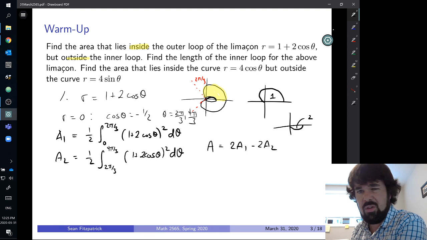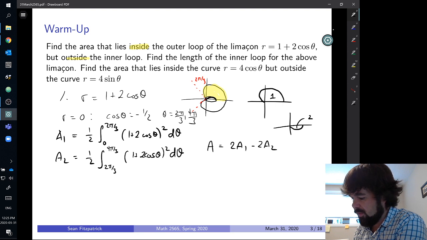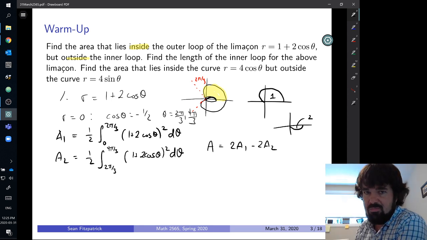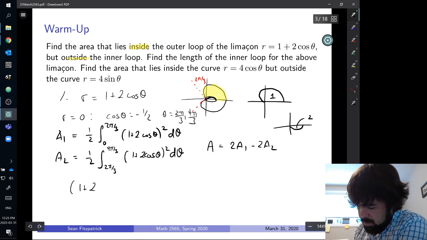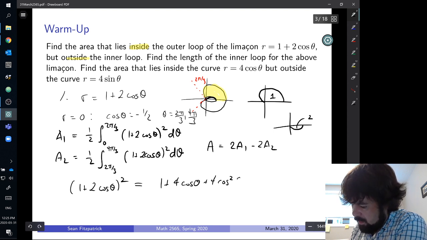I'm not going to do the whole calculation. Once you get it to this point, you can put it in the computer, right? Now you're doing problems from home. Once you get the integral set up, if you have to ask the computer for help on evaluating the integral, I guess that's not a terrible thing to do. If you are doing it by hand, do be careful that when you do this 1 plus 2 cos theta all squared, you're going to get 1 plus 4 cos theta, and then you get 4 cos squared theta.